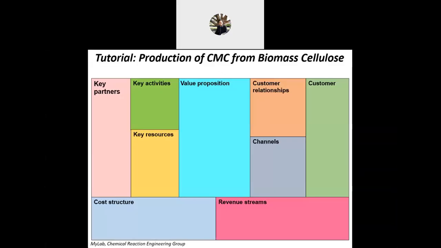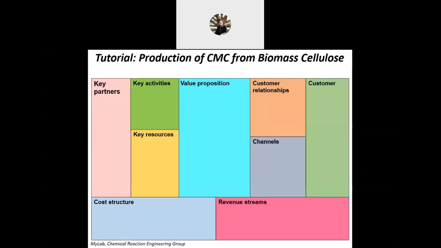Okay, so generally it's going to be like this. For example, this is the business model canvas that my group used to apply for the MyLab grant. It consists of how many blocks? Nine, right? Nine blocks. Look here: key partner, key activities, key resources, value proposition, customer relationship, customer channel, revenue stream, as well as cost structure.